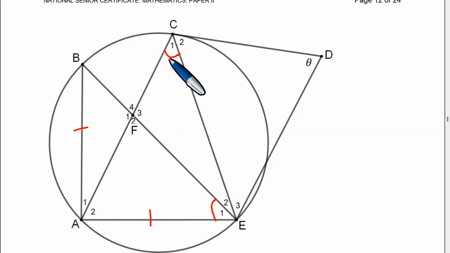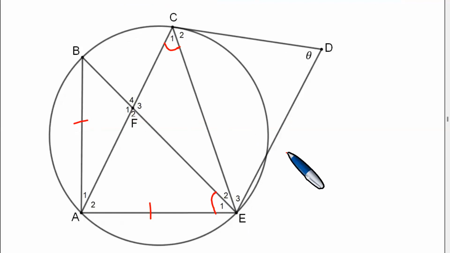Does the tan chord theorem only apply to triangles? Because what I thought was that angle E1 was going to equal angle C1 plus C2. All right, now that's very interesting. Yeah, it only applies to triangles.